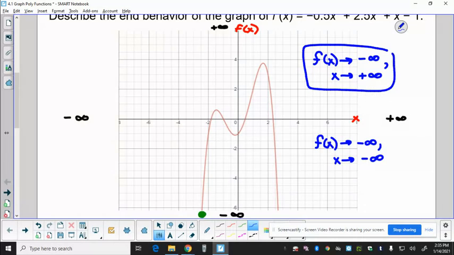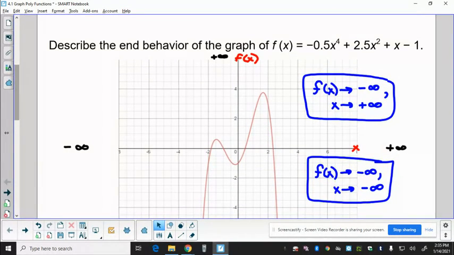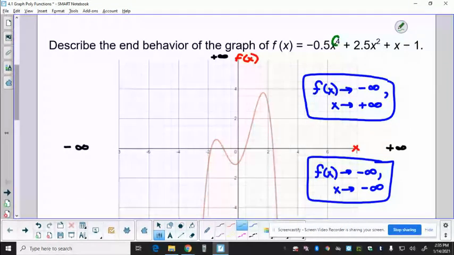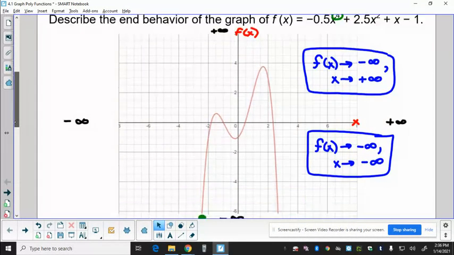Now look at the shape of that graph. I want to show you something else. What's the degree of this polynomial? It's 4, isn't it? And isn't 4 an even number? All right, yes it is. Let's go to this chart down here. Okay, I want everybody to look at this. This is a chart for end behavior.